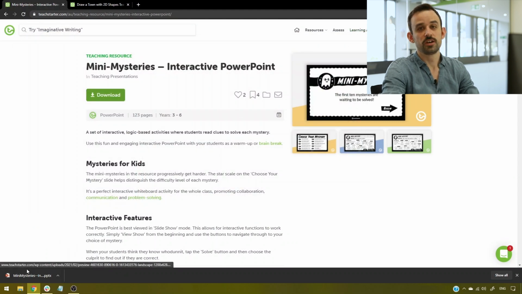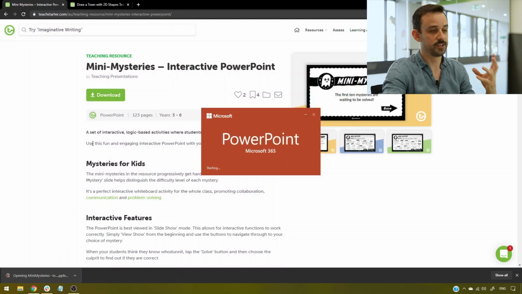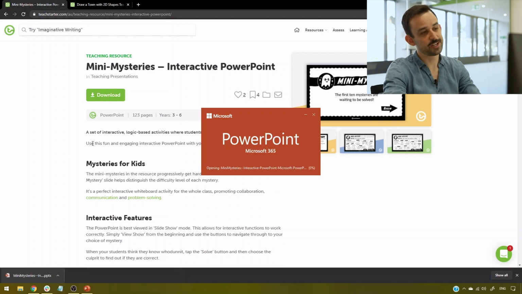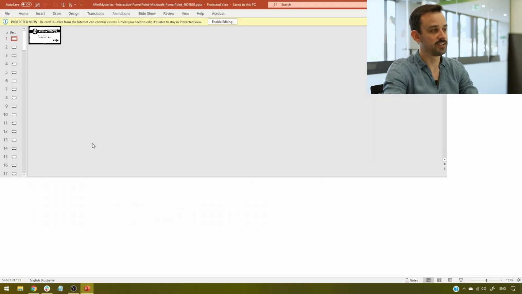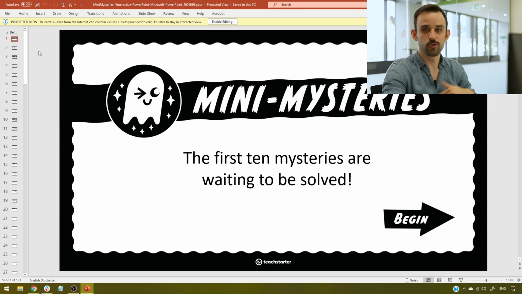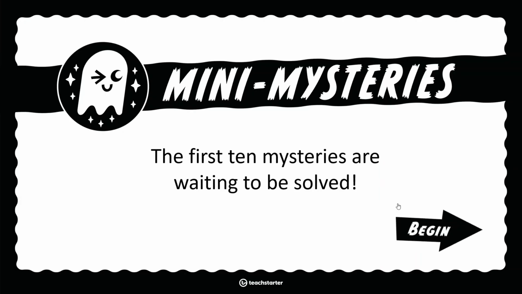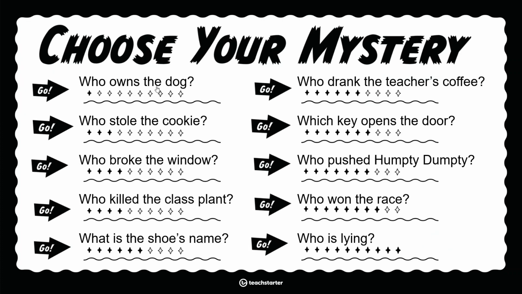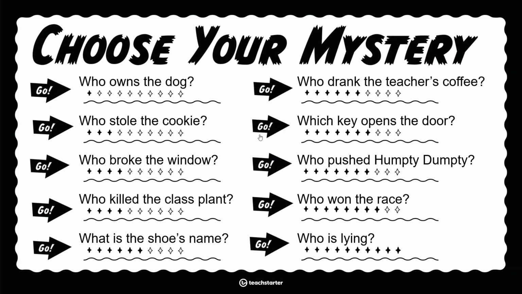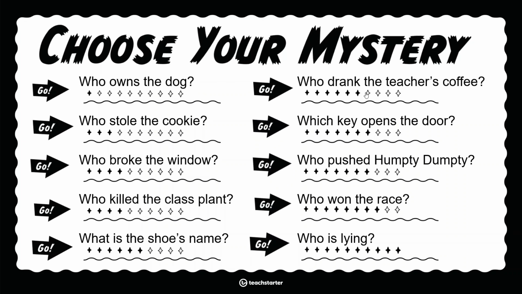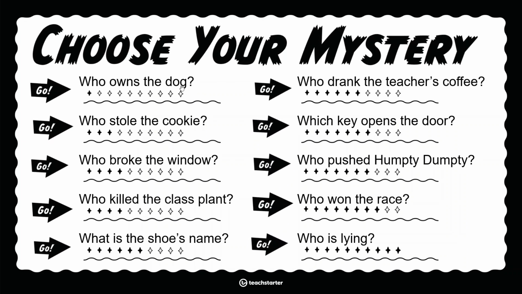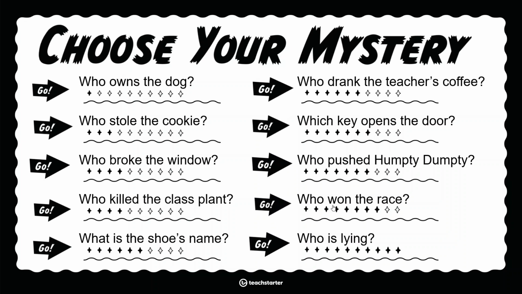students need to determine the statements from each suspect and then figure out whose statements make sense with each other before determining who committed the crime or stole the cookie, or yeah, you'll see here. So we've got who owns the dog, who stole the cookie, who broke the window. Lots of fun little things that increase in difficulty as they go on.